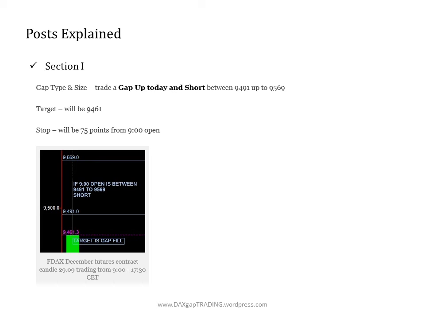Just under the picture you can see that this is the FDAX December futures contract candle at 29th of September, trading from 9 to 17:30. So this was the candle that you'd be looking at on the 30th, and that's the price range that you're going to be looking at for the 9 o'clock open to take this trade on the short side.